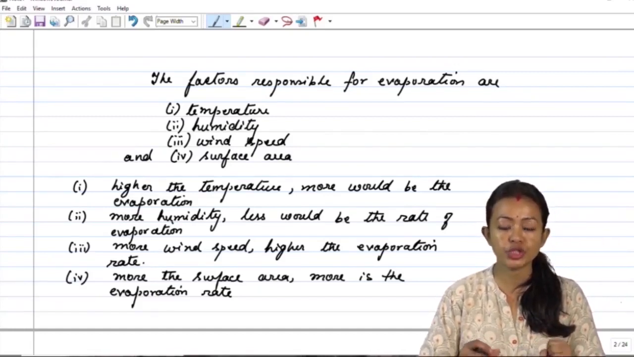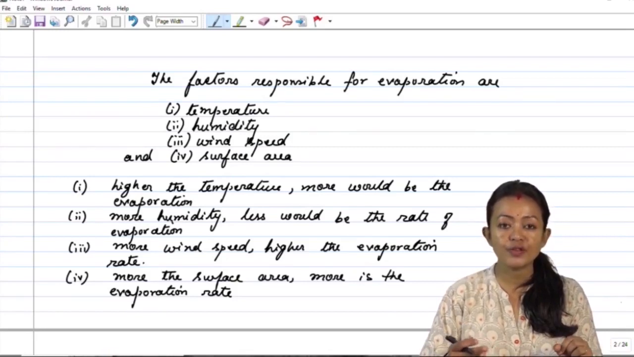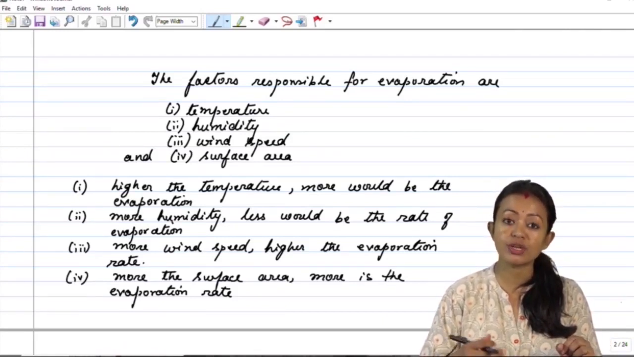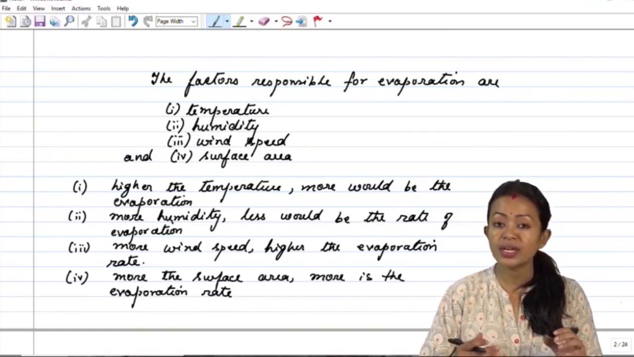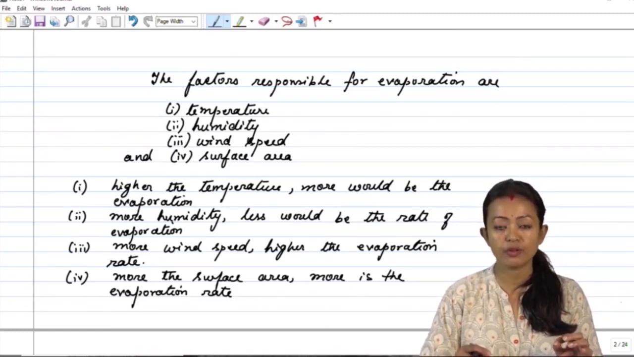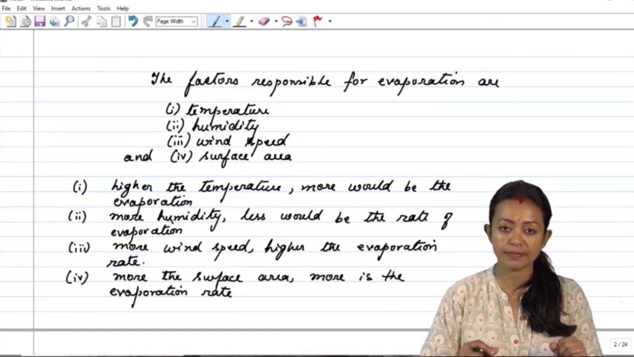For example, if you are washing your clothes, after you have washed them, if you spread them properly, then you would see that the rate of drying of that cloth is faster. In summers, we find that the cloth dries faster because the temperature is high. Whereas during rainy seasons, you find the clothes take a lot of time to dry. Why? Because the humidity level in and around is high. So it takes more time for the water molecules to get converted from the liquid state to the vapor state.